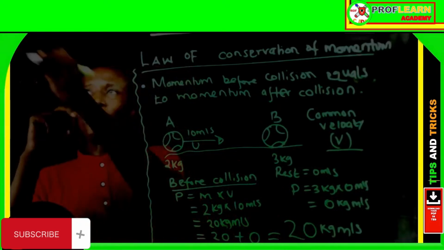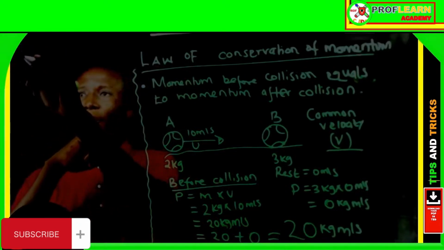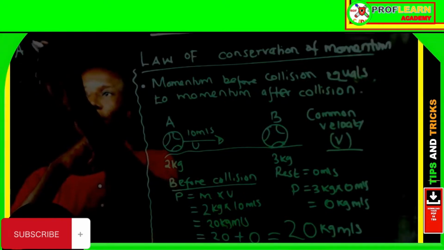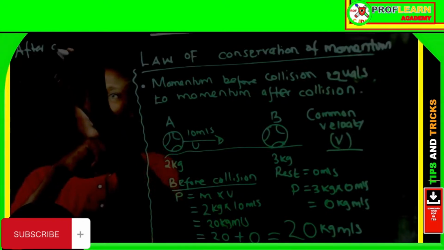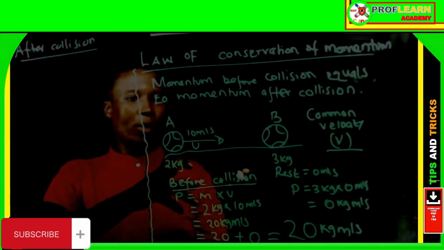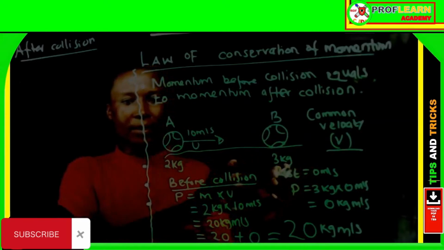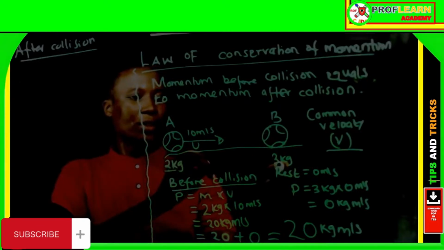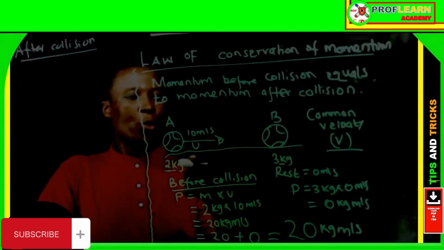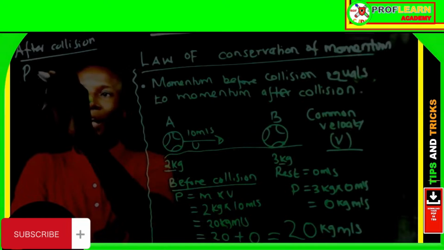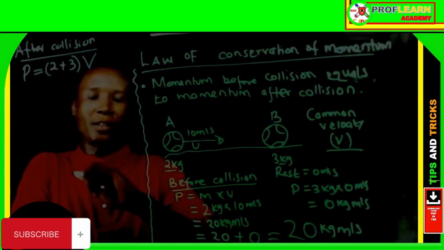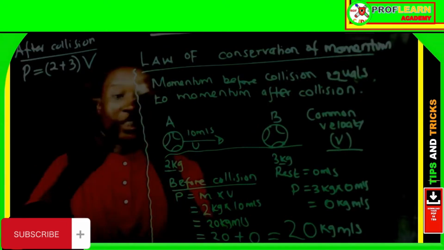So after collision, the momentum will be what? Remember, after they collide, the two masses will combine. Initially, this was 2 and this 3. Now they will move together as a single body, which is 2 plus 3 kg. So momentum after collision will be 2 plus 3 times v, because their mass now will combine, it will be 5.